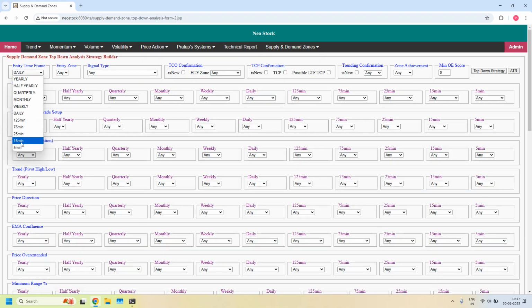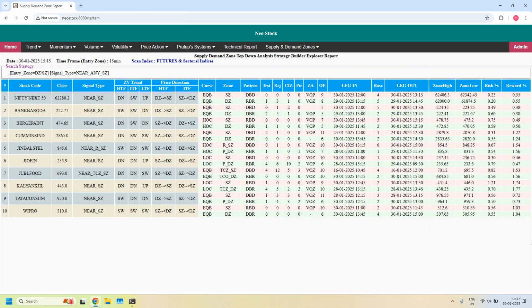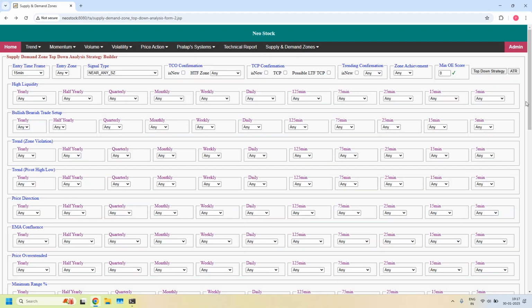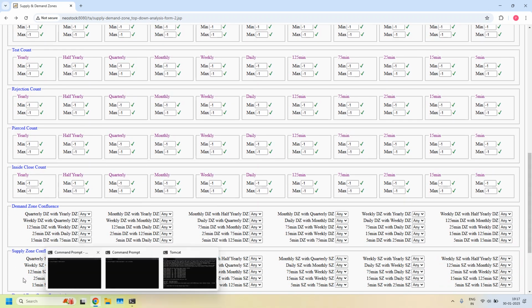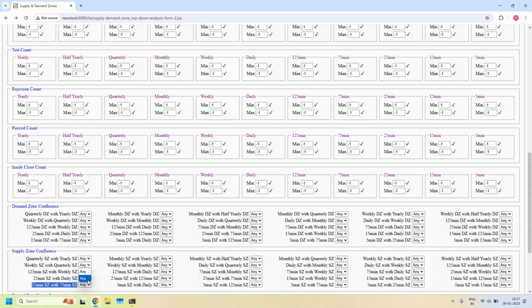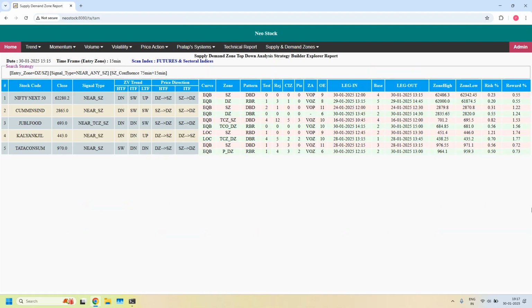Okay, next for 15 minutes time frame, stocks near 15 minutes supply zone, we got 10 stocks. Out of these 10, how many are having ITF supply zone confluence? Let's verify. That is 15 minute supply zone with 75 minute supply zone confluence. I am enabling that filter. So with this filter, we got 5 stocks. And third one is a pierced zone. It may not be useful.